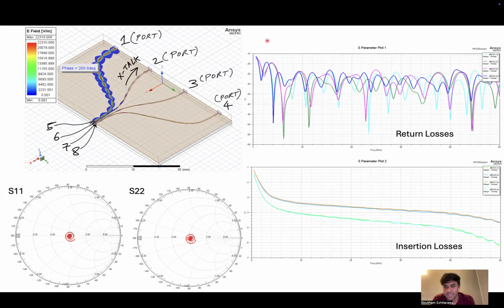And here I've plotted the same S11 value, but in a rectangular plot. You see that the return loss is around minus 30 dB over the entire frequency range of interest, and at 50 gigahertz it's less than minus 30 dB, which is what I designed it for. And similarly here, you see the insertion loss is good.